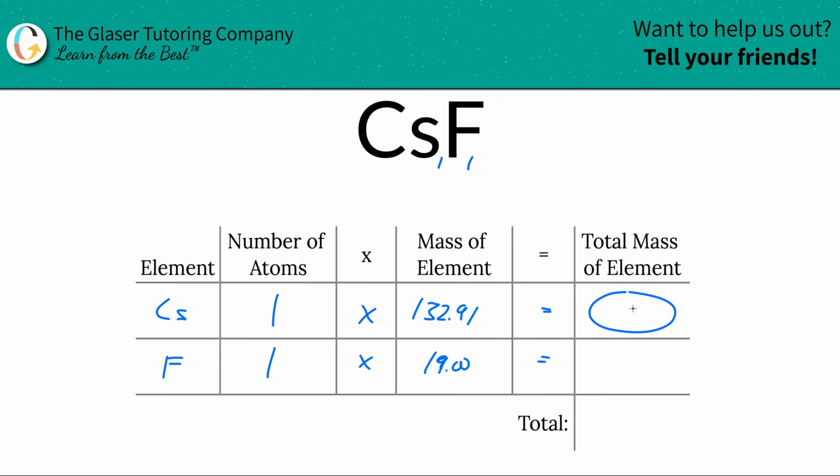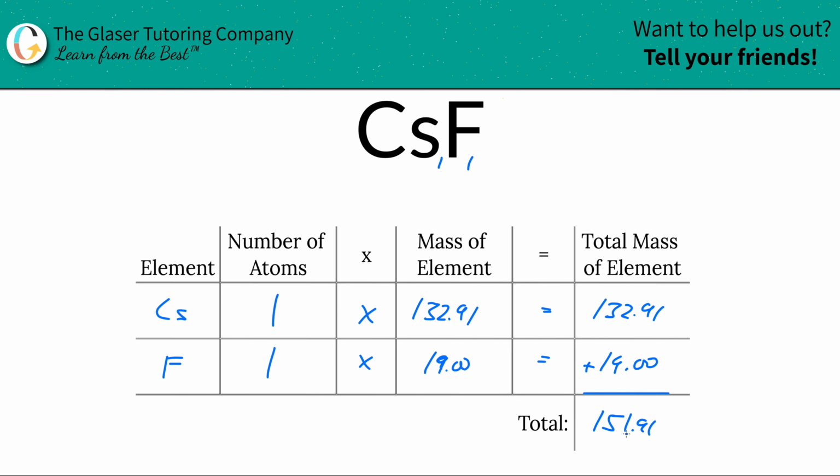Then to find the total mass of the element in the compound, simply multiply this row on across, right? So that's just simply going to be 132.91 because 1 times that value is itself. Same thing for the fluorine. And then to find the total mass of the entire compound, we're going to add the column together vertically, and it's just going to be 151.91. So this was the first step, finding the total mass.